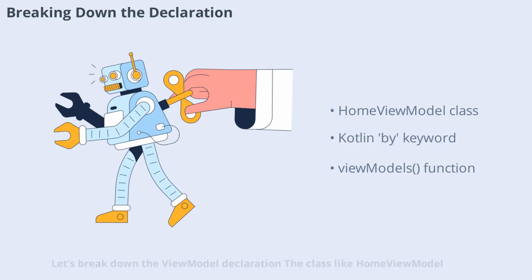Let's break down the ViewModel declaration. The class, like HomeViewModel, holds your business logic and UI data. The by keyword is Kotlin's delegation feature, which allows property access to be handled by another function. Finally, viewModels is a function that provides an instance of your ViewModel, scoped to your activity or fragment. This combination ensures that your ViewModel is always available and lifecycle-aware.